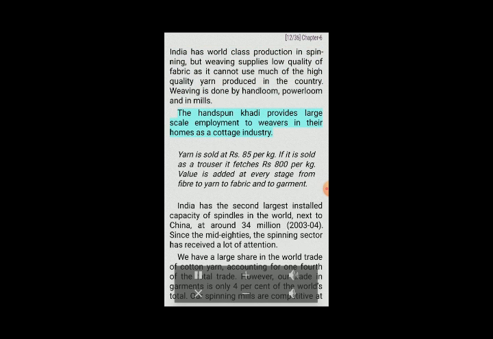Weaving is done by handloom, power loom and in mills. The hand-spun khadi provides large-scale employment to weavers in their homes as a cottage industry. Yarn is sold at Rs. 85 per kilogram. If it is sold as a trouser, it fetches 800 rupees per kilogram. Value is added at every stage from fiber to yarn to fabric and to garment.